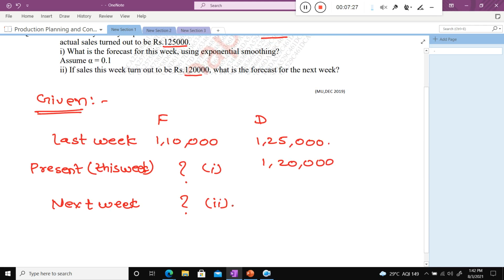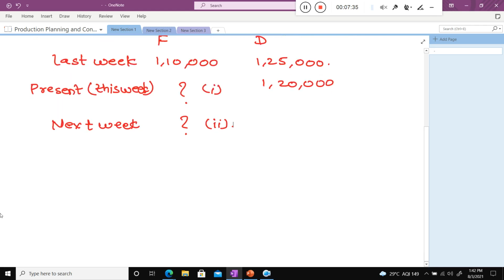Is there any doubt, class? Okay, the next process: forecasting for this week. That is sub question 1. Sub question 1 is forecasting for this week.